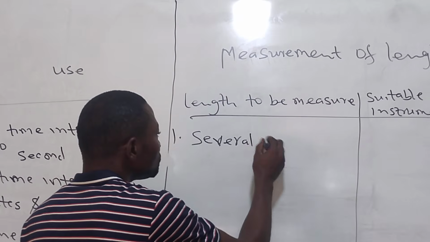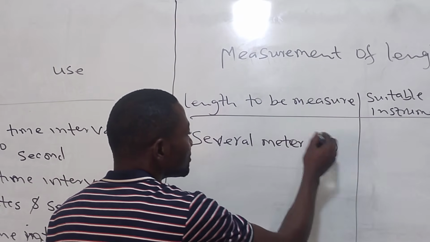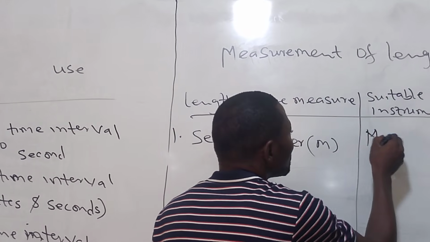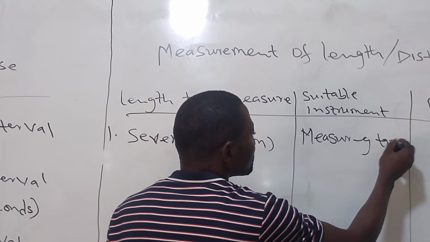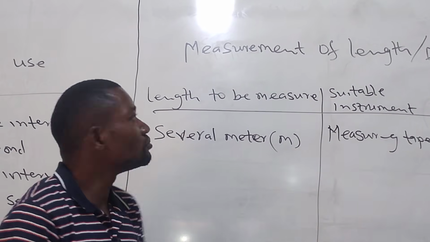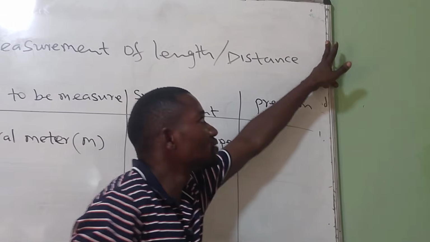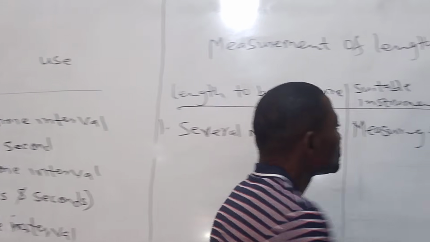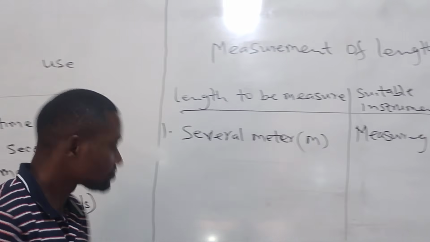So the number one here is if you want to measure several meters, which instrument do you use? Want to measure several meters. Which instrument is suitable? The instrument that one can use is measuring tape. For instance, you want to measure from the edge of this board to this. It's several meters. So you can use measuring tape. And the precision for measuring tape is 0.1 centimeter.